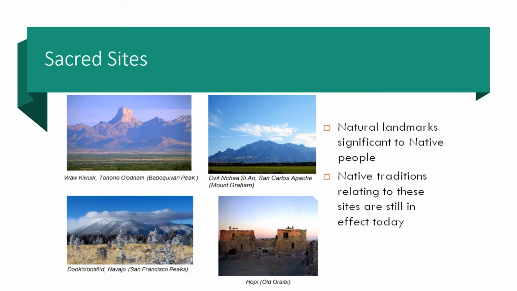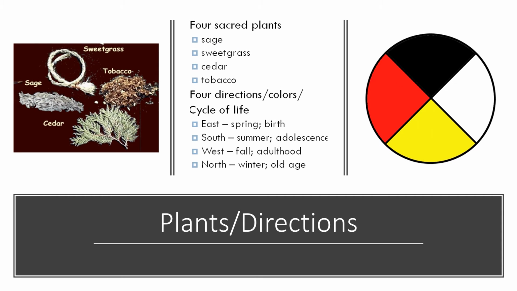For the Tohono O'odham people, Babo Kivari Peak is where Iatoi, the elder brother, lived. The sacred plants are used in everyday life and in ceremonies. All of them can be used to smudge with, though sage, cedar, and sweetgrass also have many other uses.